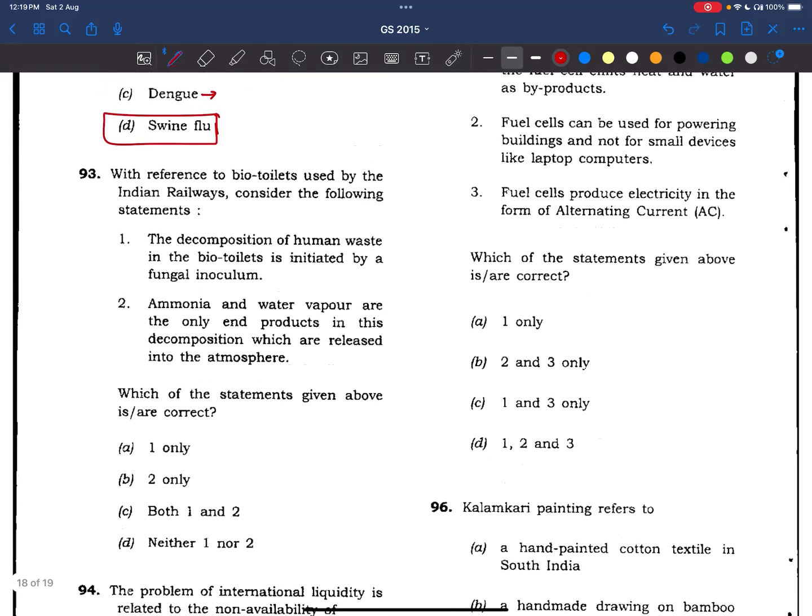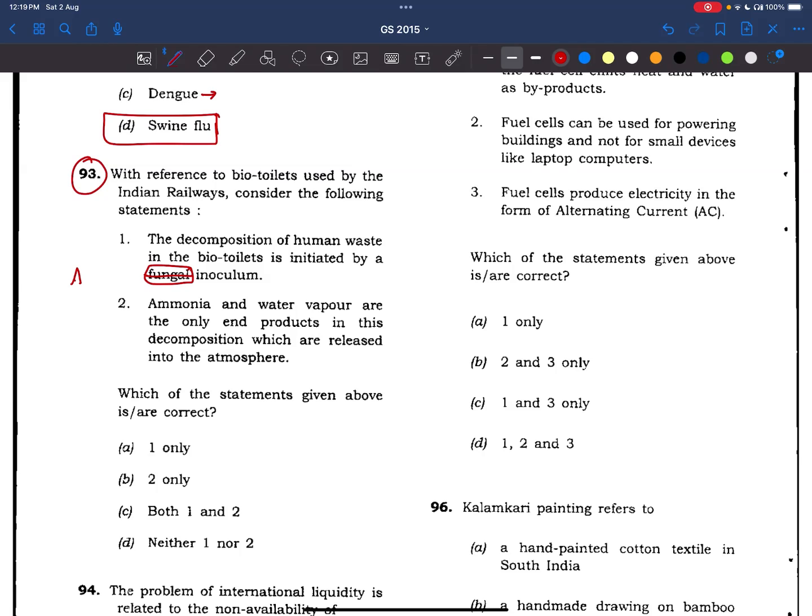Now, coming to the 93rd question. With reference to biotoilets used by the Indian Railways, consider the following statements. The decomposition of human waste in the biotoilets is initiated by fungal inoculation. Everything is correct in this statement except fungal.